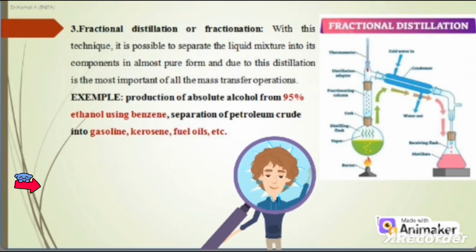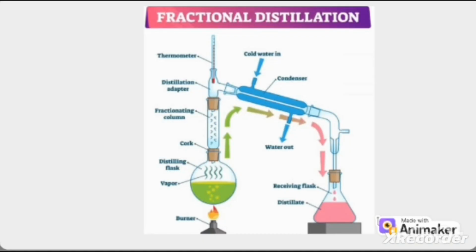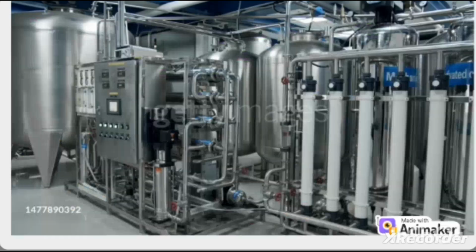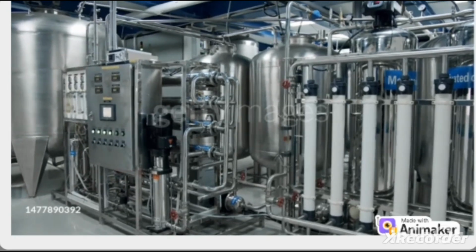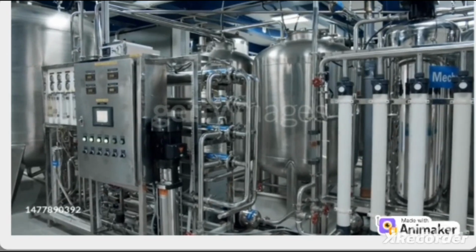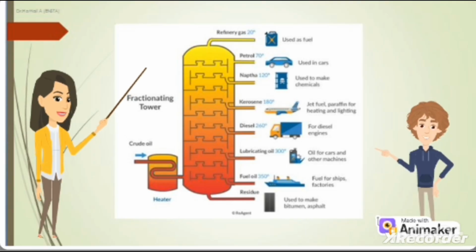The last method is fractional distillation, or simply we call it fractionation. With this technique, it is possible to separate the liquid mixture into its components in almost pure form, and due to this, distillation is the most important of all the mass transfer operations. Examples for the application of this technique are production of absolute alcohol from 95% ethanol using benzene, and the separation of petroleum crude into gasoline, kerosene, fuel oil, etc.